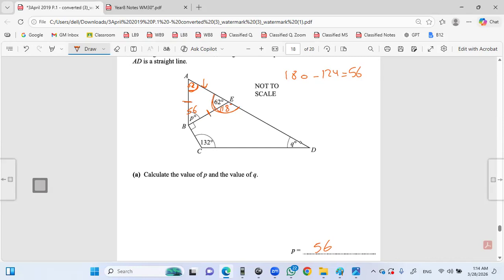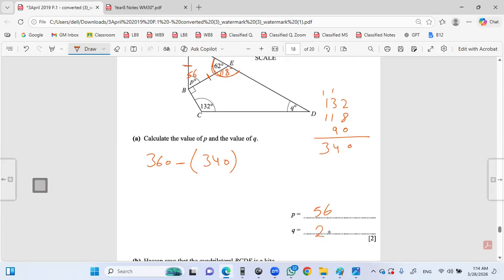This BEDC is a quadrilateral, so all of them add up to 360. So you're going to have to do 360 minus 90 plus 118 plus 132. So what is this going to add up to? You can just put them on top of each other. And this is going to give you exactly 10, which is add up, carry up 1. It's going to be 4, 5. So it's going to be 14, 340. So what is Q? Q is 20 degrees.